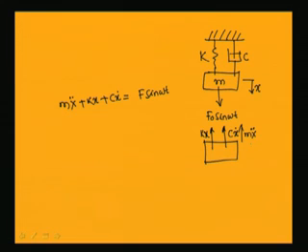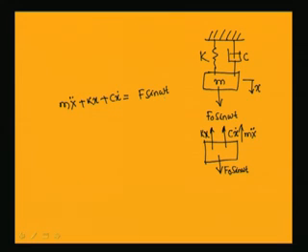x double dot is the acceleration, x dot is the velocity and x is the displacement from the equilibrium position, and all these forces will be equal to F0 sin omega t. This is the externally applied force. So, the externally applied force equals the spring force kx, the damping force c x dot and the inertia force m x double dot. By equating these forces, one can write the equation of motion of the system as m x double dot plus k x plus c x dot equal to F0 sin omega t.